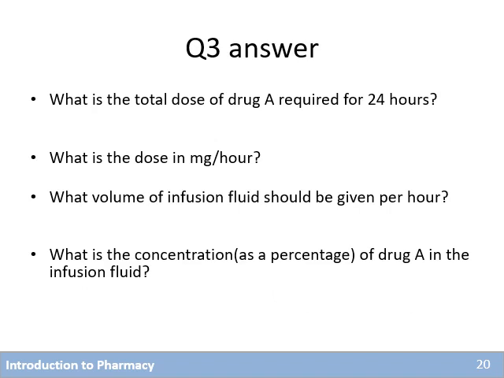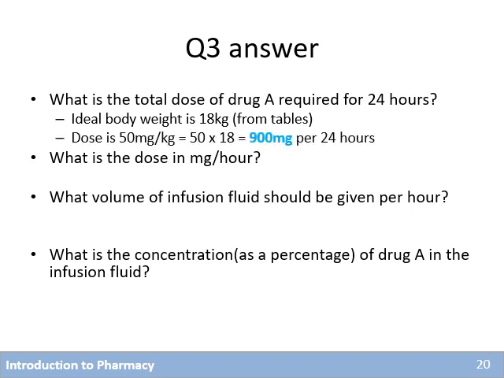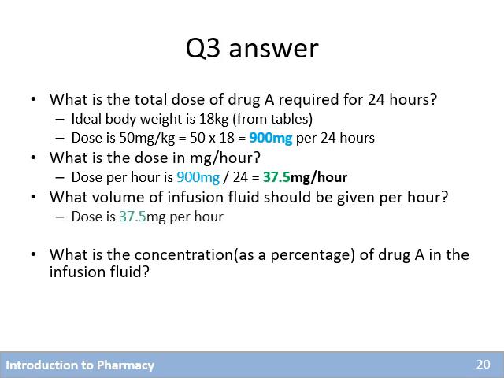Number 3, so total dose of drug A required in 24 hours. We've had to work out the ideal body weight from tables because we weren't given the weight. So therefore we've gone to the BNF table. It tells us 18 kilograms would be the average body weight. If it's 50 milligrams per kilogram, then we need 900 milligrams every 24 hours. So in milligrams per hour, we just simply divide by 24 because there are 24 hours in a day. So that's 37.5 milligrams per hour.